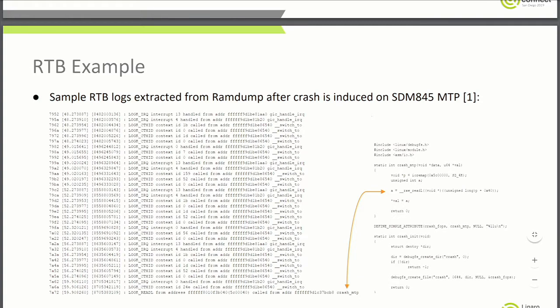How would the RTB work in such a case? It would log all the events per core. This is just from one core I've taken, for example, I think it's from CPU 3. You can see here these are the log types. RTB provides facilities for different log types; it's not just register reads and writes.